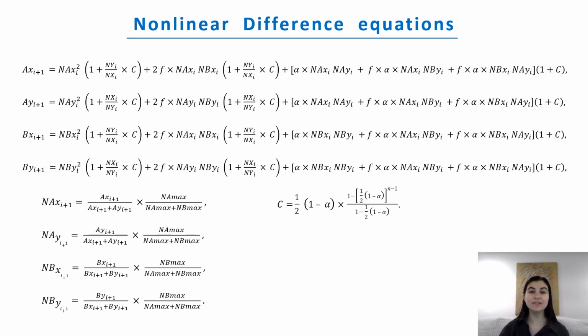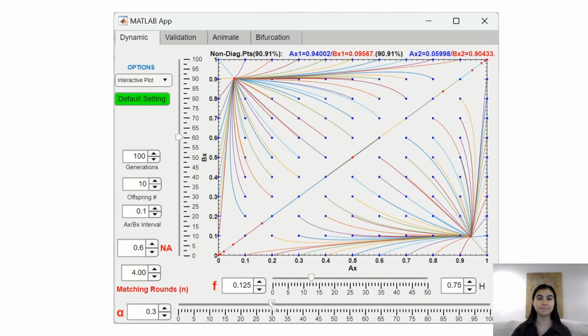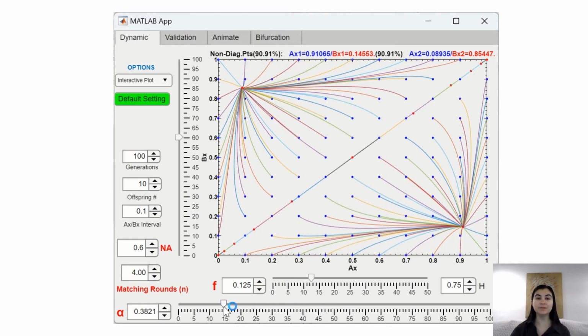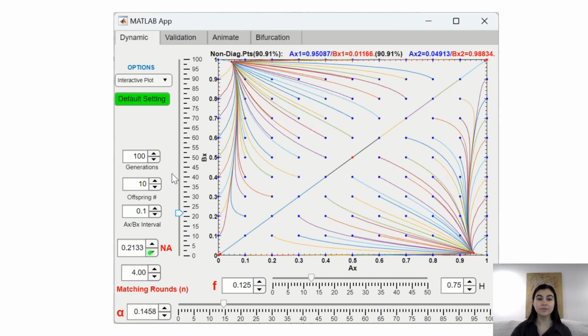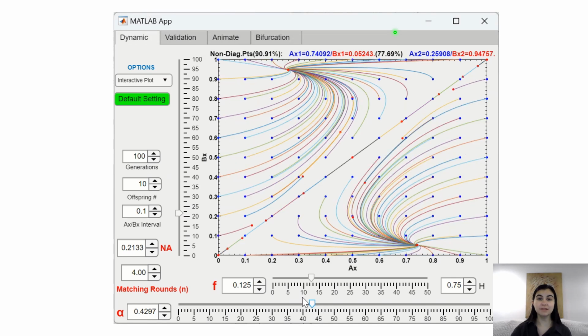Here we can see the nonlinear difference equations we derived to describe the dynamics of the model. We next developed a computer application to solve this set of nonlinear difference equations. Here is an example of the computer model we developed to solve the set of nonlinear difference equations. You can see all of the relevant variables here, for example, the NA ratio, variable F, and variable alpha. All the parameters here again are normalized.